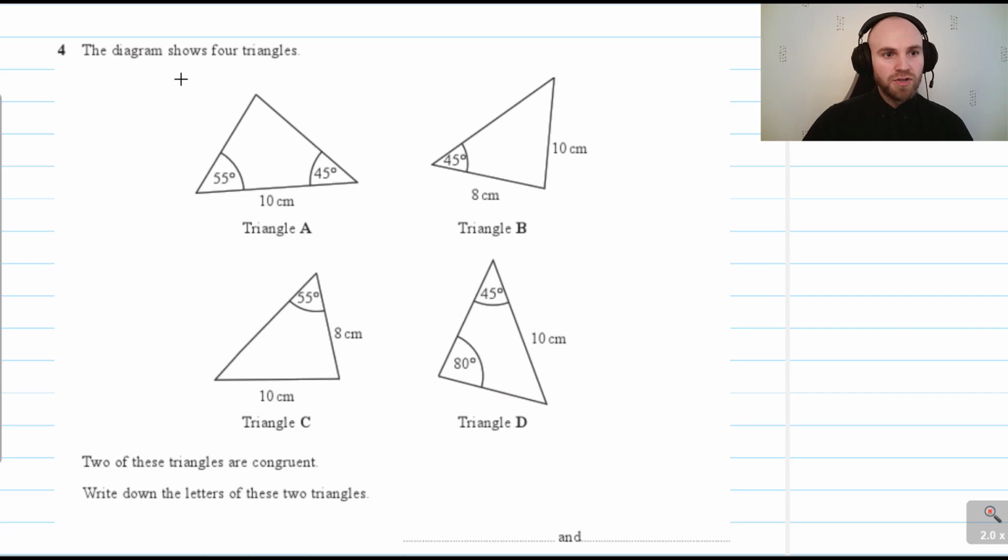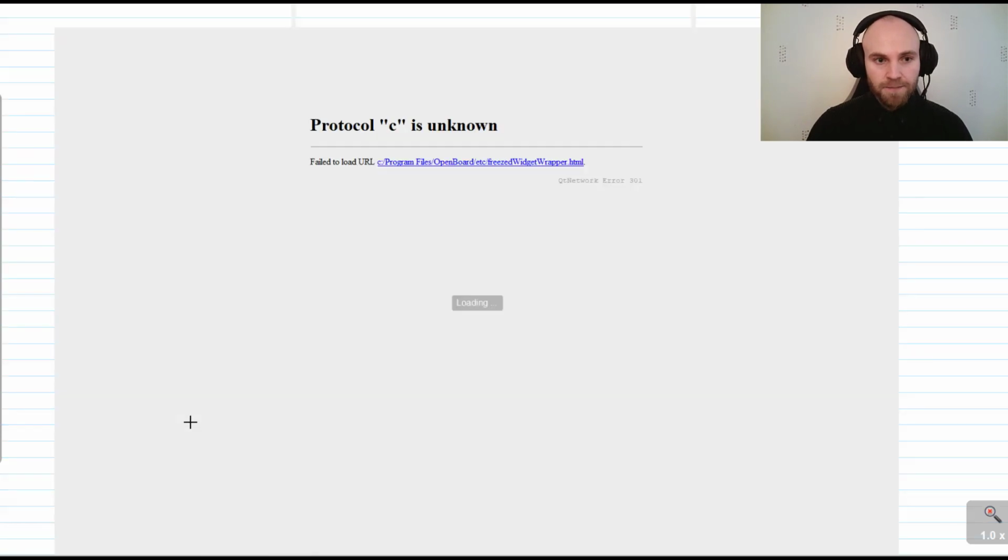So question 4, the diagram shows 4 triangles. We've got triangle A here, triangle B, triangle C, triangle D. 2 of these triangles are congruent. I'm just going to underline that word there, congruent. Write down the letters of these 2 triangles.